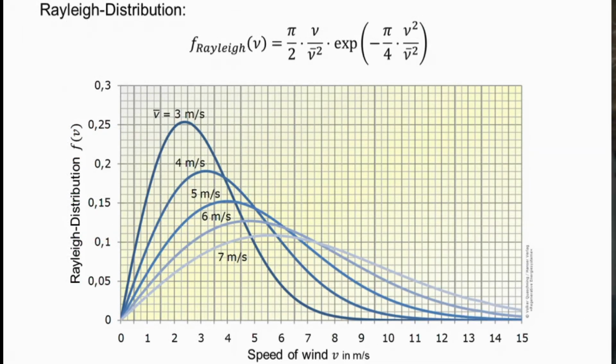Let's take a look at the Rayleigh distribution for different average wind speeds. So we have here the wind speeds of 3 meters per second, 4 meters per second, 6 meters per second, and 7 meters per second. You see how the form is changing.